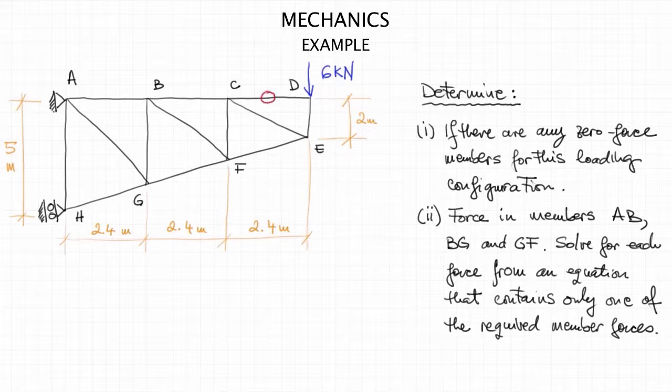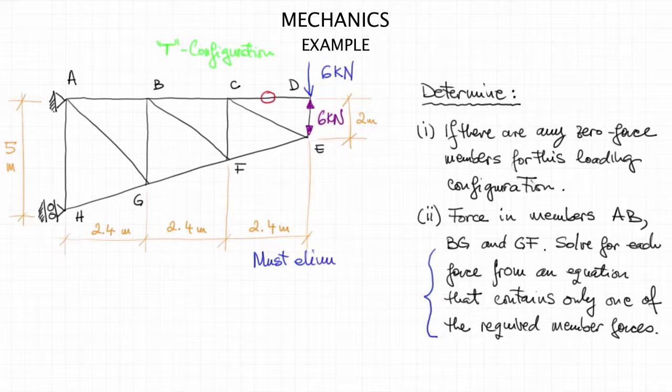So let's start with point 1. If you look at joint D, you can hopefully easily identify a T configuration of that joint, meaning that the 6 kilonewton force lines up with member DE. So the force in DE equals the applied force, 6 kilonewtons in compression, and member CD is a zero force member, because at point D, no other forces act except for these three.